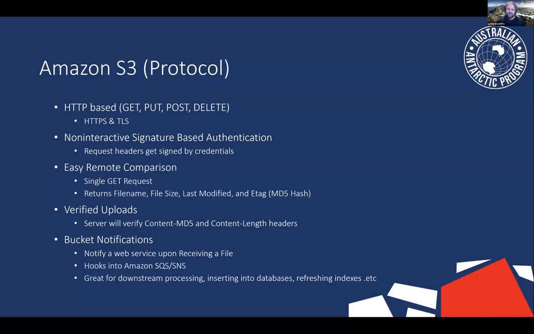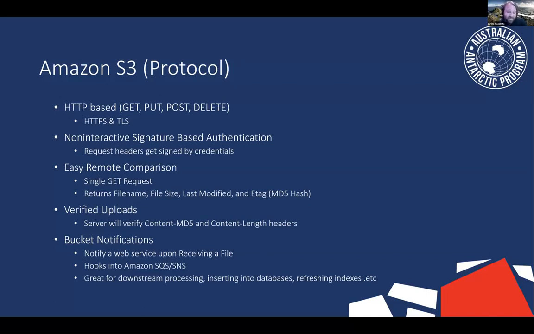So if you've got a set of files on your server and you've got a whole bunch locally, and you want to make sure that you know where you got up to, you can actually do that with a single request. And that request will return really basic information: just the file name, the file size, the last modified, and the ETag, which is actually the MD5 hash. And all of that just means that you can quite easily and quickly determine what's on your server and where you're up to, and whether your local files have changed or not.